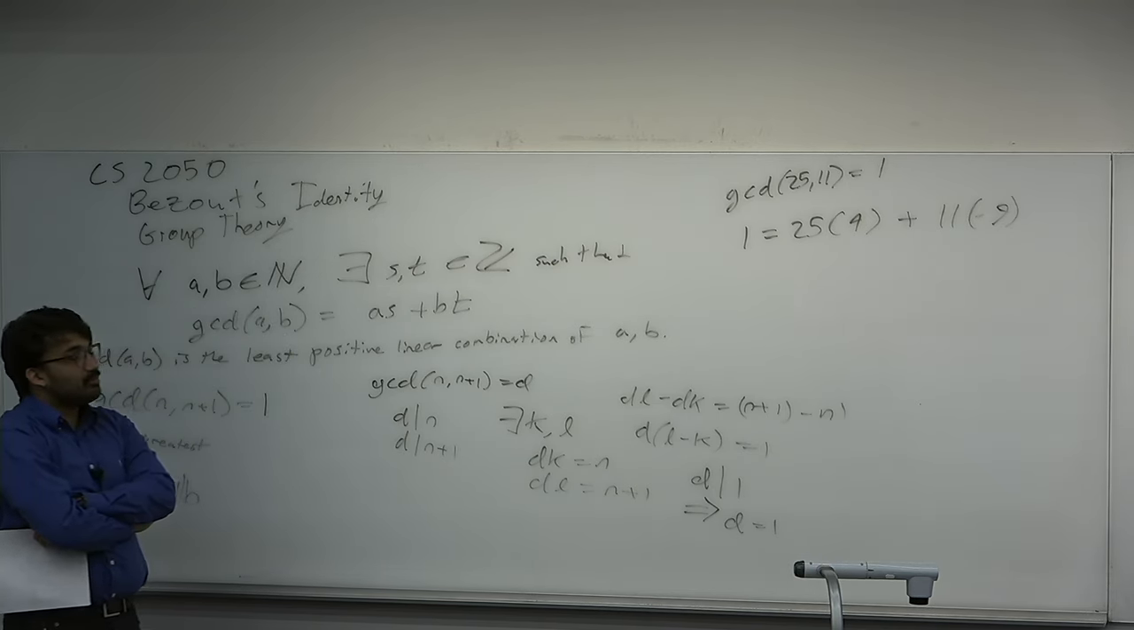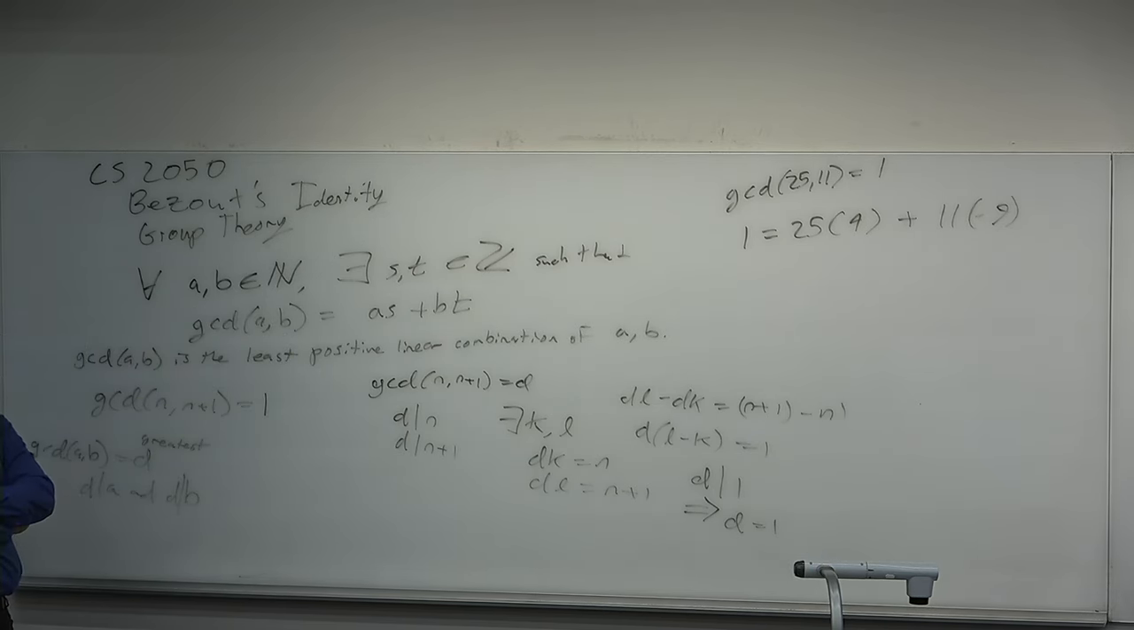There are, in fact, infinitely many such pairs. We're not going to be able to prove it by Bezout's identity. We don't have yet the mathematical tools, so we'll take it as fact. We will instead give you an algorithm to compute such S and T. So we'll give you a way mechanically to determine S and T for any pairs, A and B.